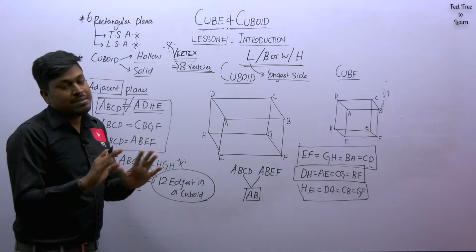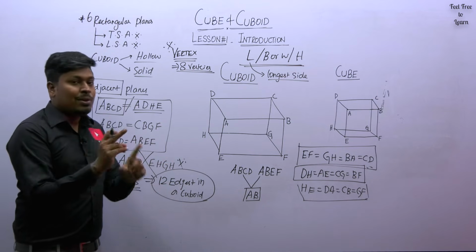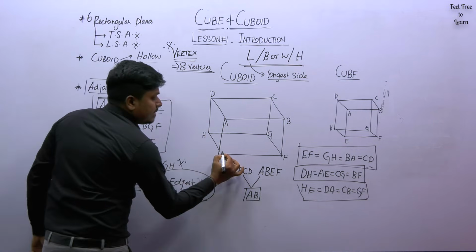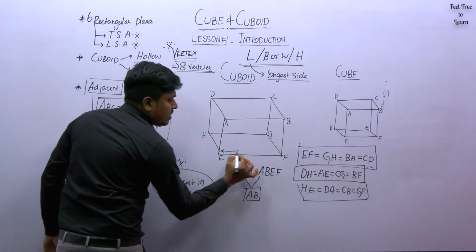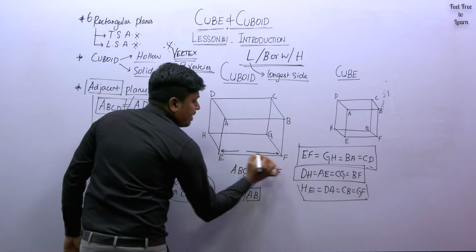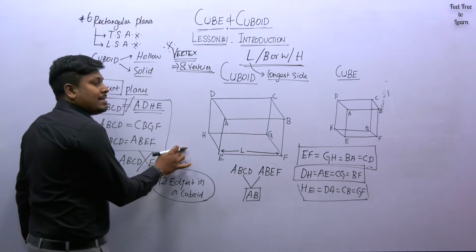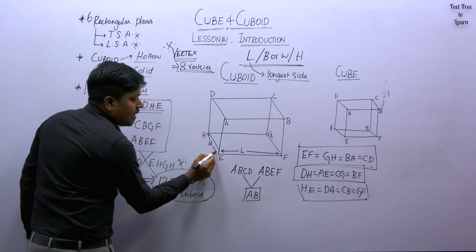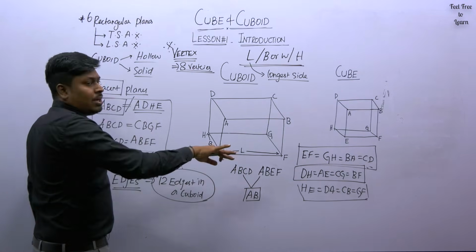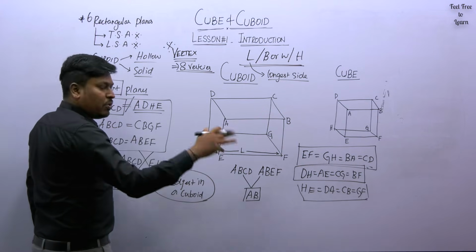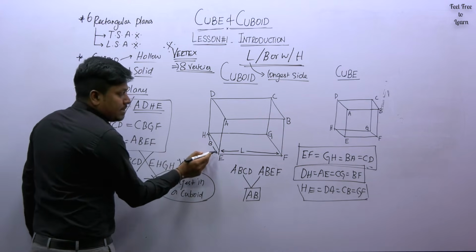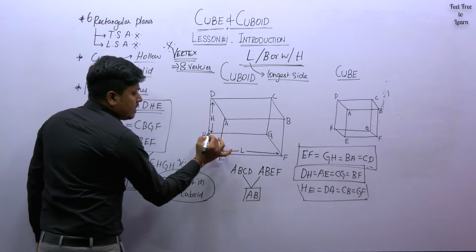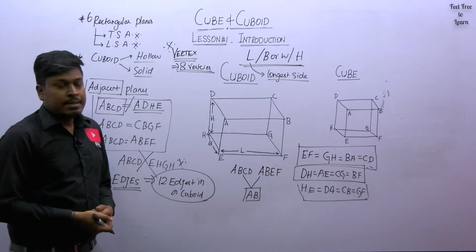So based on the question, we can decide that. But remember one thing, the longest side will always be taken as the length. For example, here you can see this will be the longest side in the cuboid, yes or no? This area will be the longest side, so we can take this as the length. And this will be the breadth or width. They can either say breadth or sometimes they can say width. Both are same. So breadth and width will be this, and this area will be the height. Got it? So length, breadth and height.